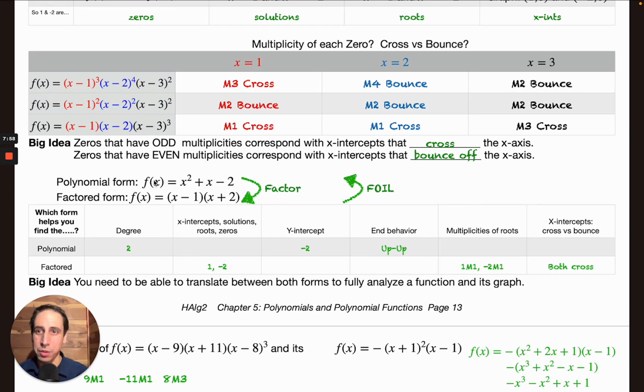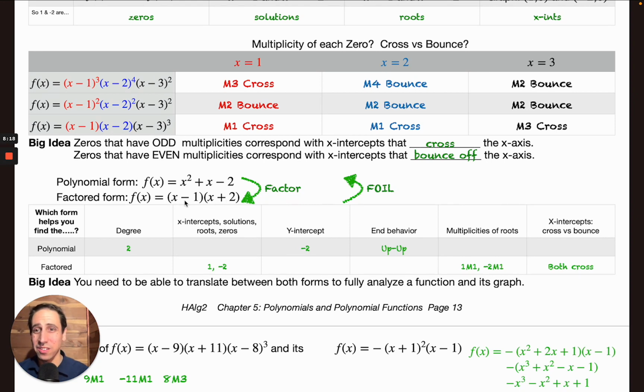If you plug in 0 for x, this term disappears, and then you get -2. I guess you could do the same thing in factored form, put 0 in here, and find out that -1 times 2 is -2, but especially with more complicated equations, it's not always easy to do. The end behavior, you can't find it in factored form.